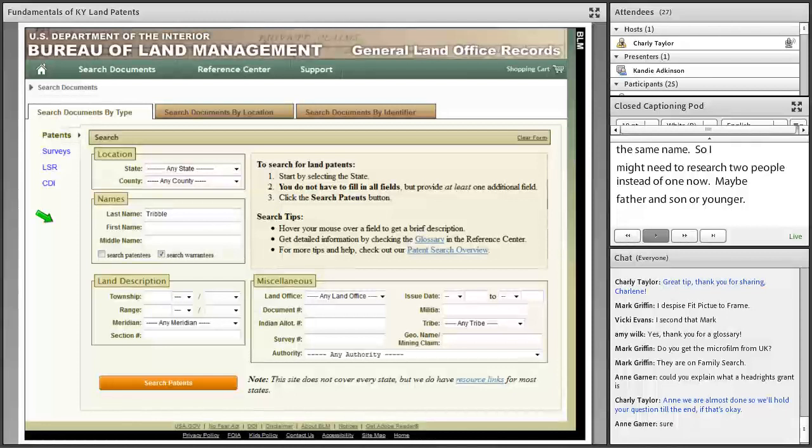All right, I'm going to get on this website. Now, this takes you directly to the link for the searches. You do not have to go through the BLM website that has a lot of other nice features. This link will take you directly to the page. Okay, any state. Last name, Tribble. And, of course, I'm going to try different spellings of the name. I'm going to turn off search patentees because I want to restrict this search to military. Search warrantees. Then I'm going to hit search.